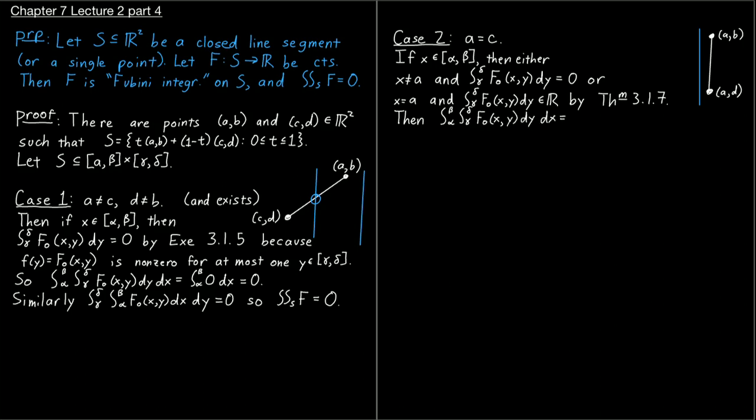That means we're integrating a function. The inside, the integral here, that's a function of x that we're integrating. It's 0 except at one value of x. So just like in case 1, this is 0 by the same exercise, 3.1.5.